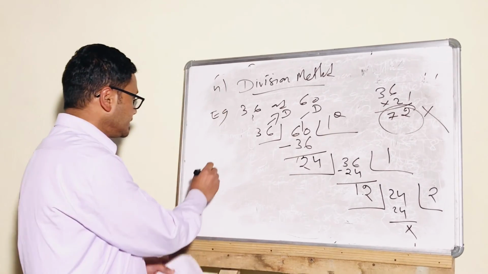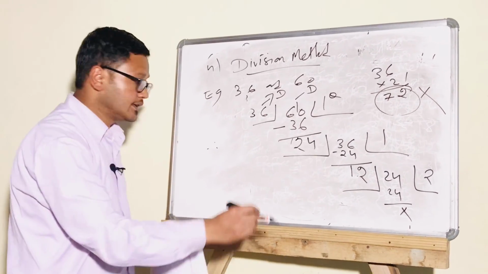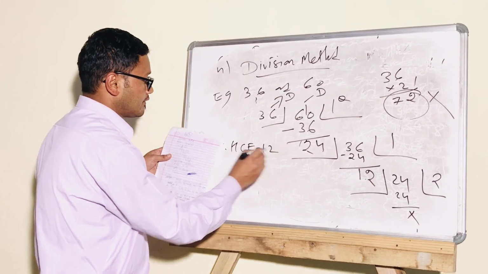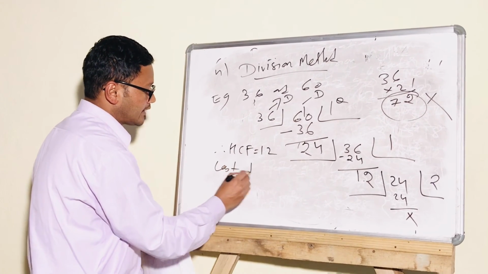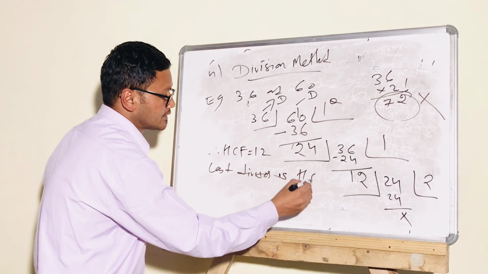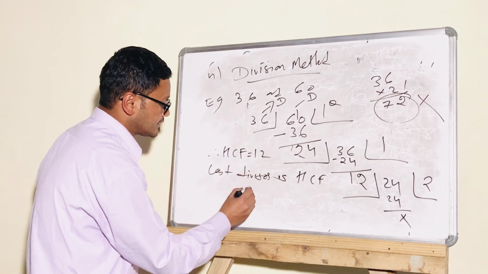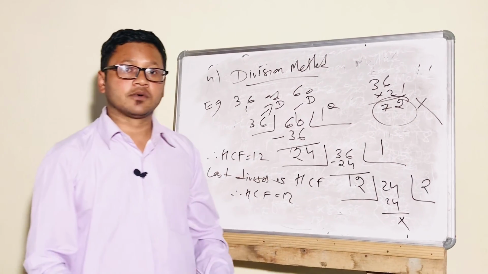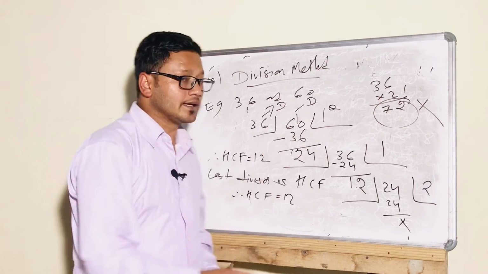Okay, that means now our method is finished. Therefore HCF is 12, or we can say the last divisor is HCF. Last divisor is HCF, or therefore HCF is 12. Okay, if there are 3 numbers or 4 numbers, we have to follow the same process.